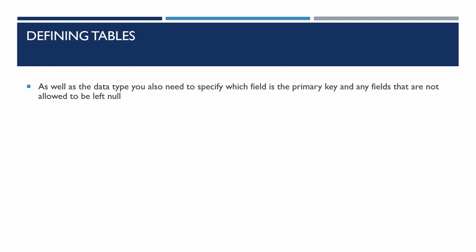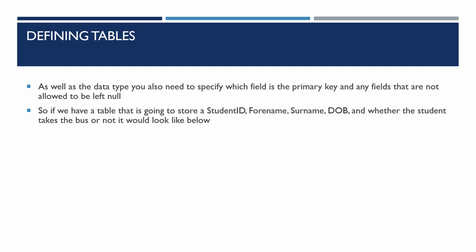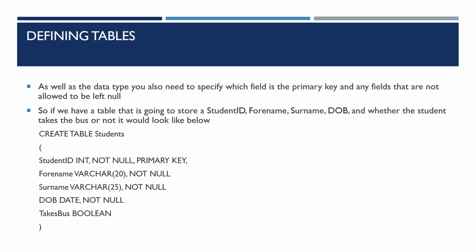As well as the data type, you also need to specify which field is the primary key and any fields that are not allowed to be left null. So if we have a table that is going to store a student ID, forename, surname, date of birth, and whether the student takes the bus or not, it would look like this definition below. Create table, then the table name, in this case students, followed by student ID, which we're saying is going to be an integer, can't be left null, and is going to be the primary key.